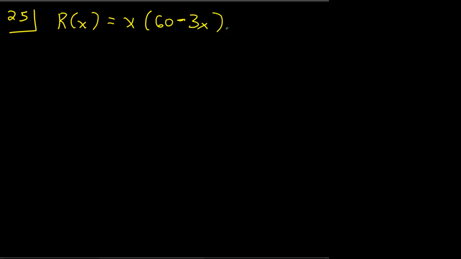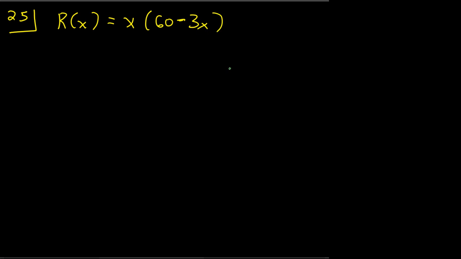All right, so I'm going to look at problem 25 on the test review for chapter 3. Suppose the revenue R, in thousands of dollars, that a company receives from producing x thousand compact disc players is given by the function R(x) = x(60 - 3x).